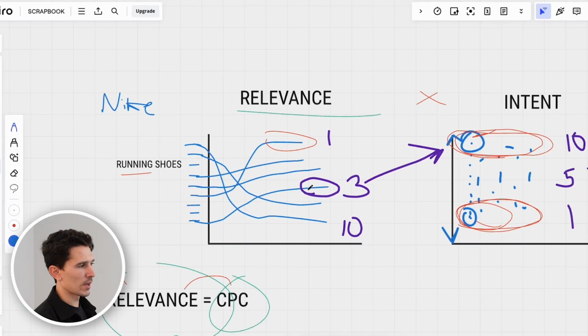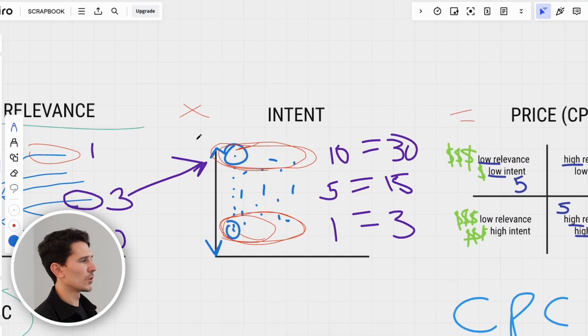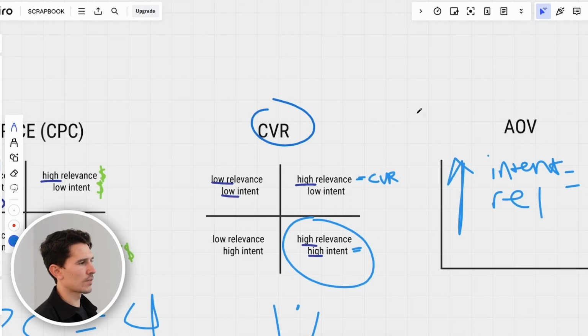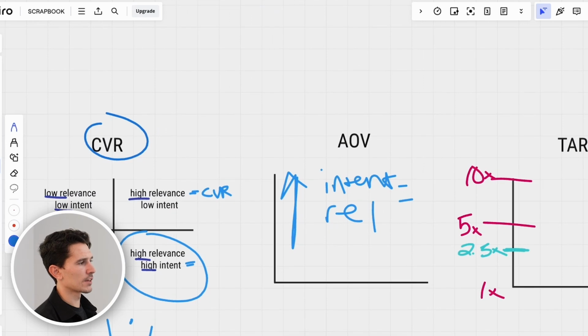We determined that the middle relevance got us a 3 multiplier. We multiplied that by the intent of a very high consumer, which got us a $30 cost per click. We kind of learned how our CPC is priced. Then we figured out our conversion rate and our average order value, which are mostly factors on our side that play into our target ROAS.